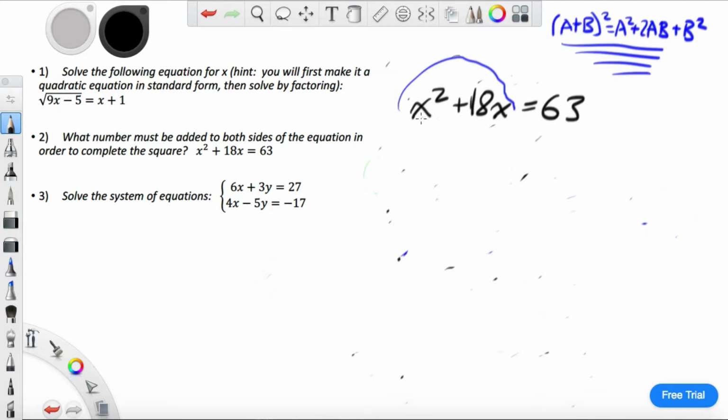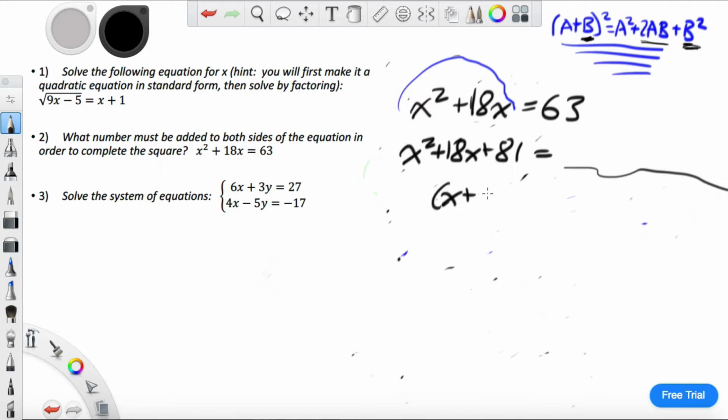So since I see that this is x squared plus 18x, I want to look at this 18x and compare it to what I have over here. So we're going to divide that 18 by 2, okay? And that's going to tell us what our b is. And then we're going to square the b. So 18 divided by 2 is 9, and 9 squared is 81. So what we want is x squared plus 18x plus 81 equals some number, right? Because that means that this is going to end up being (x plus 9) squared equals that number, okay?